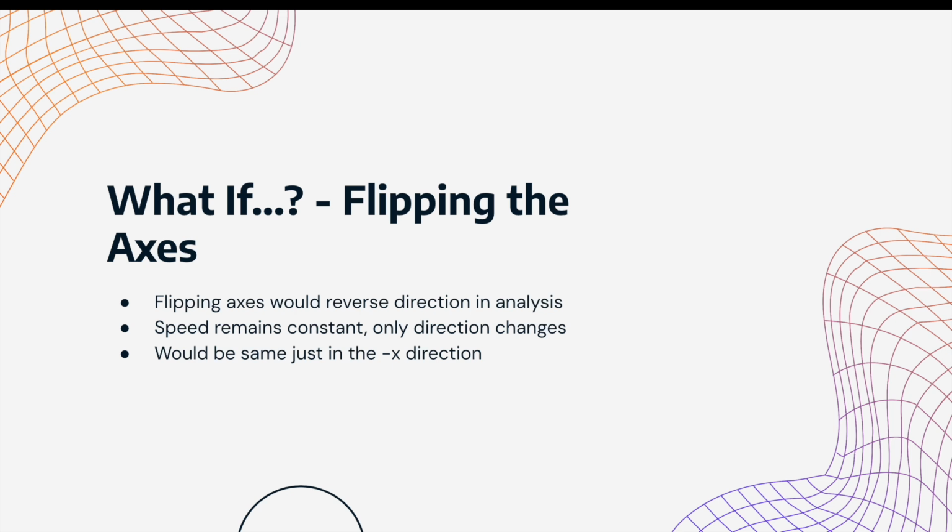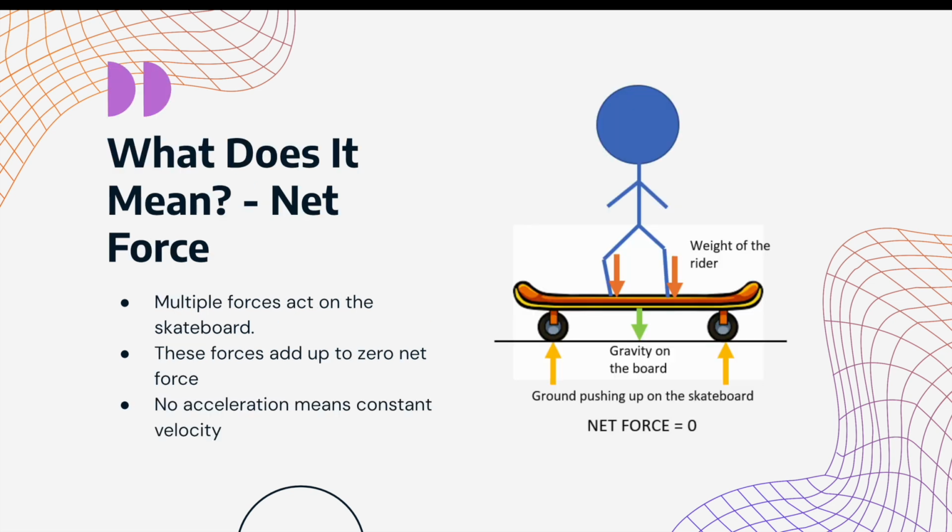What if you flip the axes in our analysis, though? If we did flip them, if you interchange the positive x and negative x directions, the slope of the position time graph would be negative instead of positive, but the magnitude of the slope, which corresponds to velocity, would remain the same. This means that the skateboard's speed remains constant, but the direction of the motion would be reversed in analysis. So the velocity and the speed would remain the same, just in the opposite direction, and the motion will also be in the opposite direction.